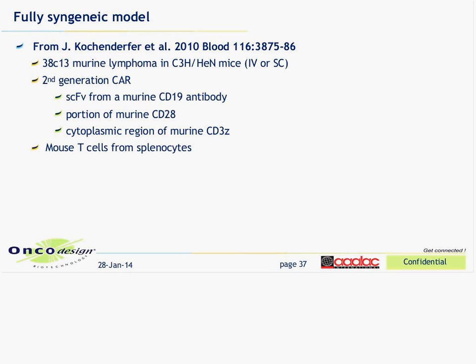The tested therapy is the second generation CAR, so using an ATMP for the murine CD19, a co-stimulatory activating motif of the CD28, and for sure the cytoplasmic portion of murine CD3 zeta chain. And in this case, the effector T cells are then mouse T cells purified from splenocytes and then transduced with this second generation CAR.